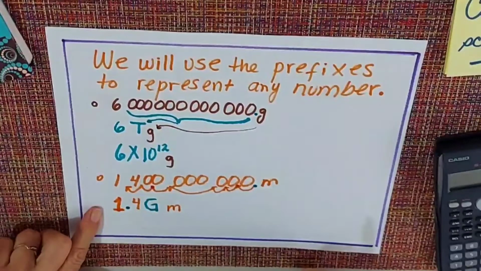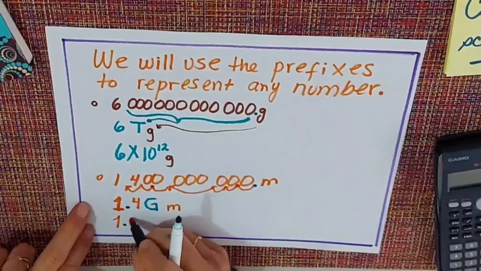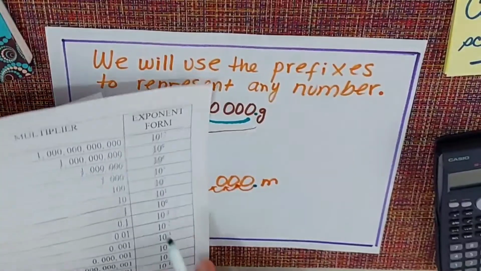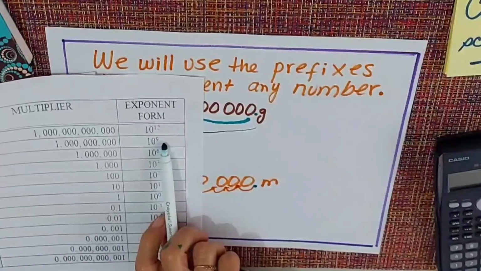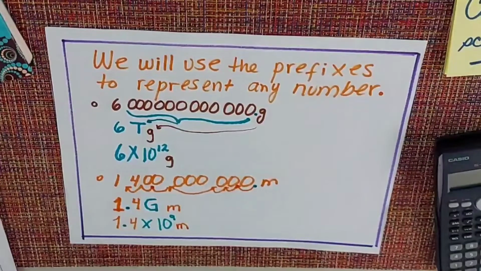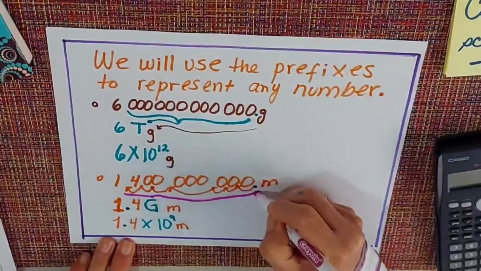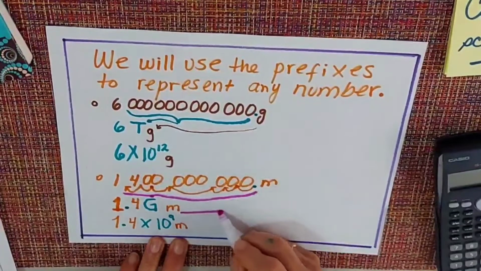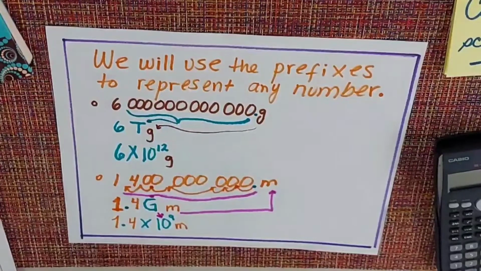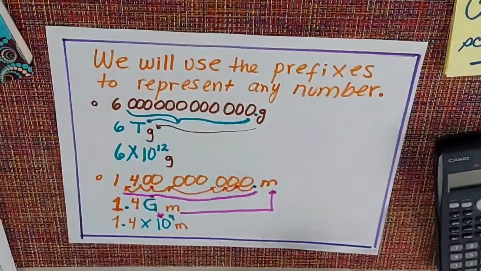And write in another form with exponent form, 1.4 times 10 to the 9th power, because giga has the exponent 9. Finally, we need to write the units always. Then this letter represents the movement of the decimal point here. The M represents the unit. Now, giga represents this exponent form, and also meter represents the unit.